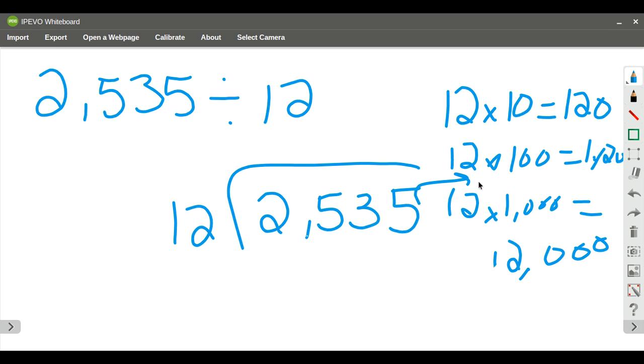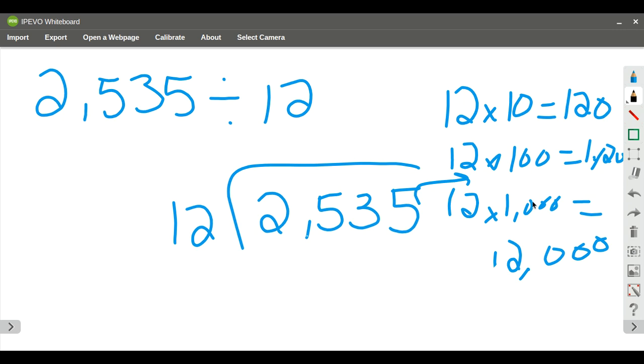So because it lives in between that value right there, because 2,535 is between 12 times 100 and 12 times 1,000, it is going to start above the 5. It's going to be a 3-digit quotient, so it's going to live here. Okay, so it's going to have 3 digits.